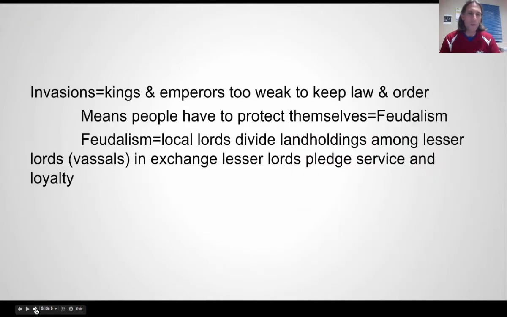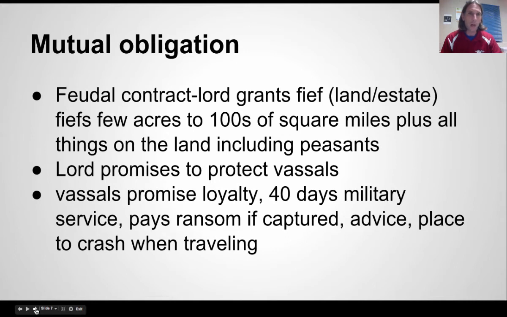So the reason why this whole system begins is these series of invasions, these waves of invaders that we talked about. Kings and emperors were just too weak and powerless to be able to do anything about it. They couldn't fight off these invasions, they couldn't keep law and order, and as a result, to protect people and to bring some stability, individual people found a way to do it themselves, and that's why this system of feudalism developed. And it is one of mutual obligation.